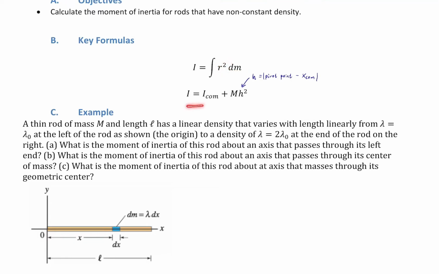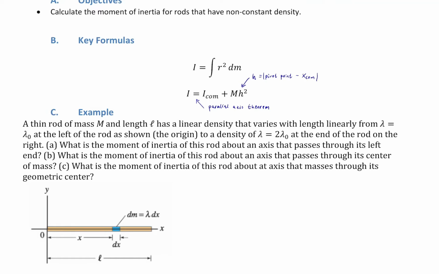Now this right here is called the parallel axis theorem. It says that the moment of inertia of some object is equal to the moment of inertia about its center of mass, plus the total mass of that object multiplied by h squared, where h is the distance between your chosen pivot point and the center of mass. So let's think about one.